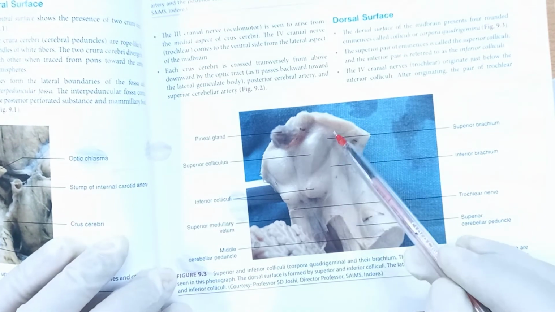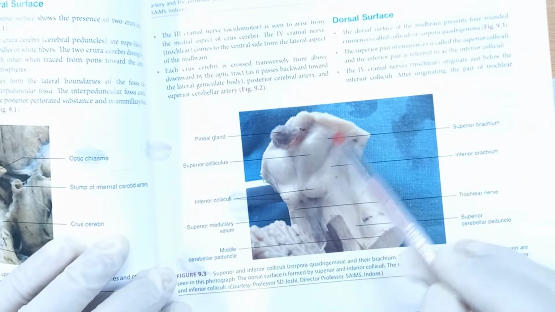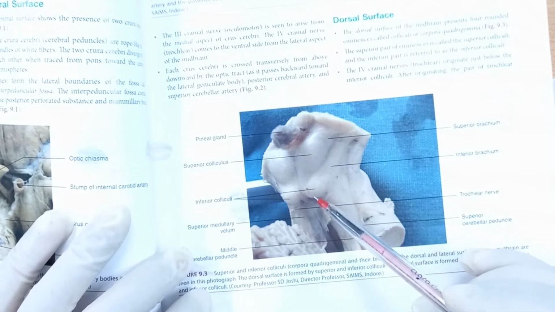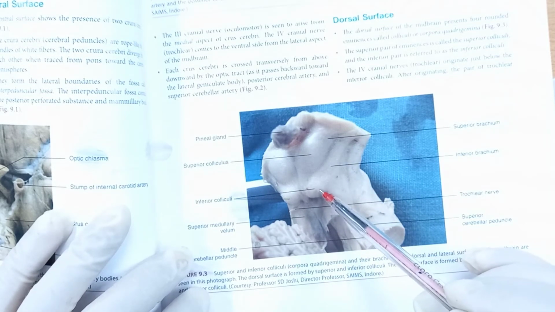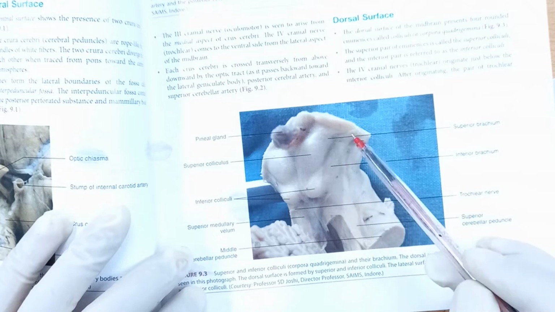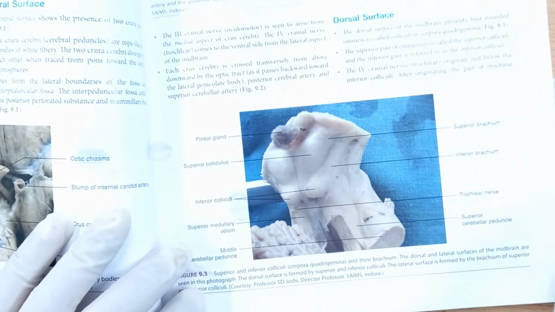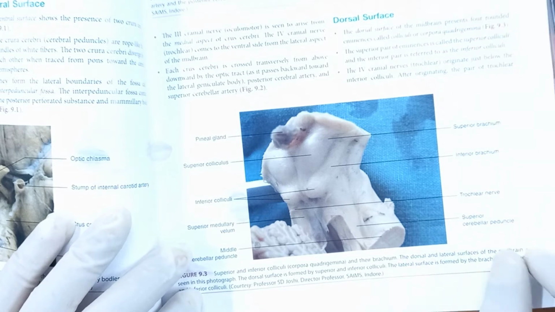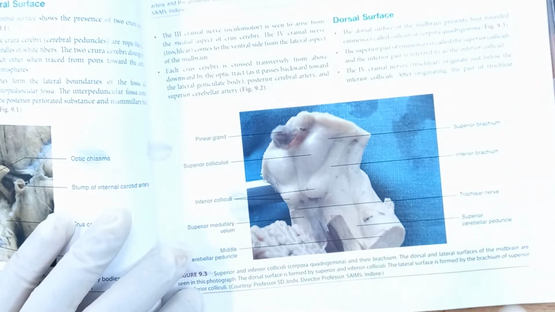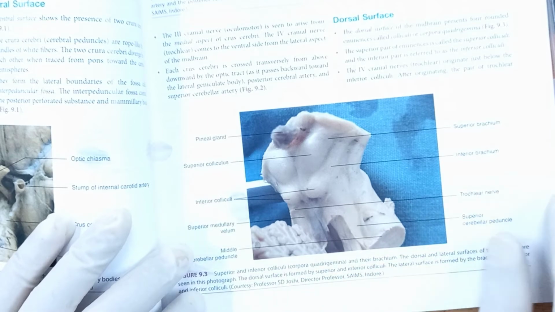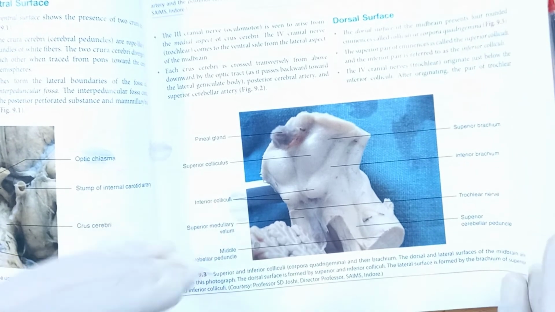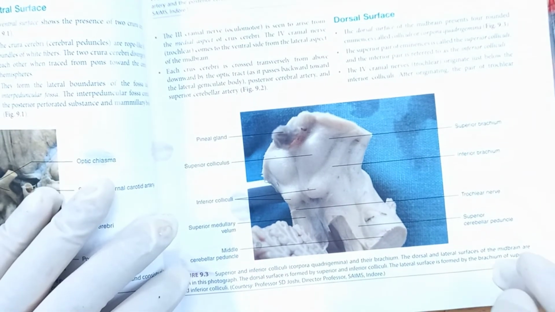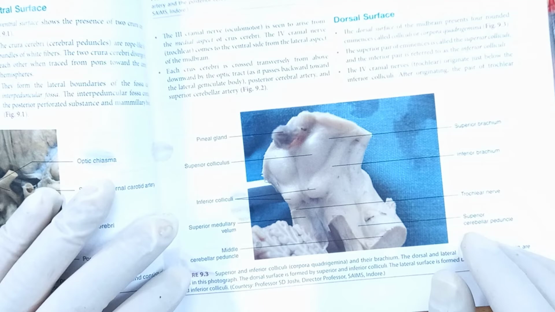The superior brachium, superior colliculus and lateral geniculate body form the optic pathways, while the medial geniculate body, inferior colliculus and inferior brachium are part of the auditory system. So we have seen all the surfaces: the ventral surface, the dorsal surface and the right lateral surface. The same picture will be there in the left lateral surface.